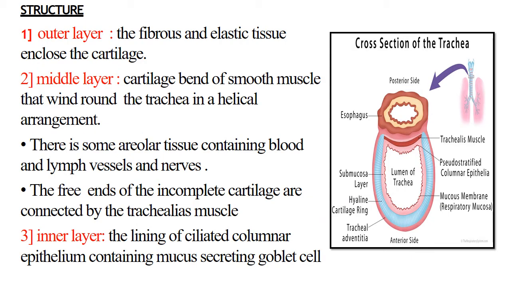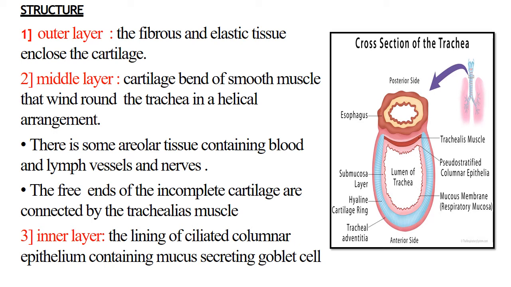Now we'll see in detail. First, the outer layer. It is made up of the elastic tissue and the fibrous tissue, which enclose the cartilage. Second, the middle layer. Bands of smooth muscle wind around the trachea in a helical arrangement. There is some areolar tissue containing blood and lymph vessels and nerve endings. Also the free ends of the incomplete cartilage are connected by the trachealis muscle.